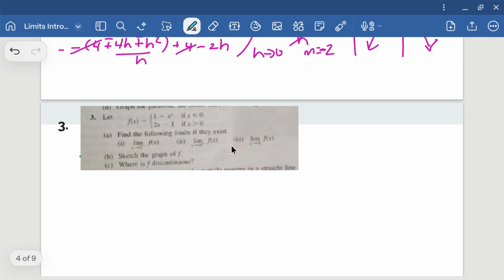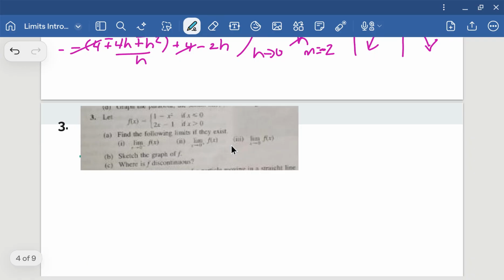And then this next one is starting to look at piecewise functions. We have the first part, that f of x will equal 1 minus x squared if x is less than or equal to 0, and it will equal 2x minus 1 if x is greater than 0.